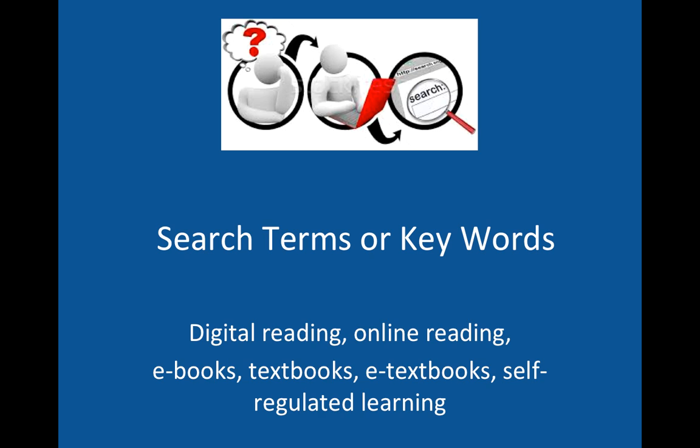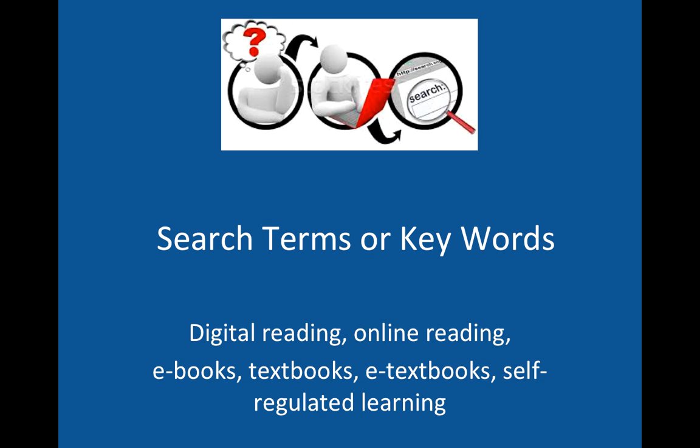Now, as you're searching, it's good to come up with some keywords, search terms, whatever you want to call those. These are the ones that I use for my study because I was interested in ebook reading, so I used digital reading, but I also included online reading because those two terms can be used synonymously. I included ebooks. Even though I was specifically looking at e-textbooks, ebooks is kind of a broader heading, and I thought that might get me some results.